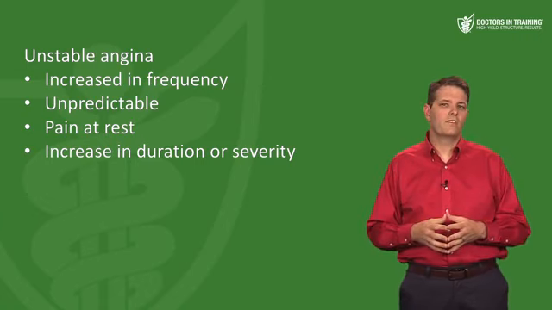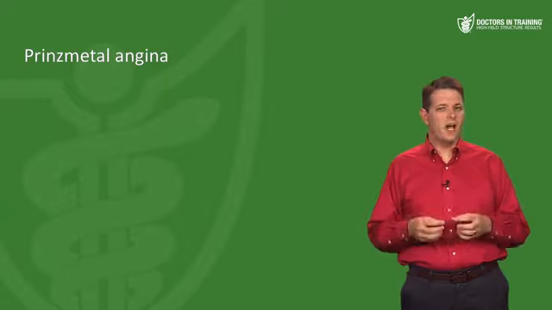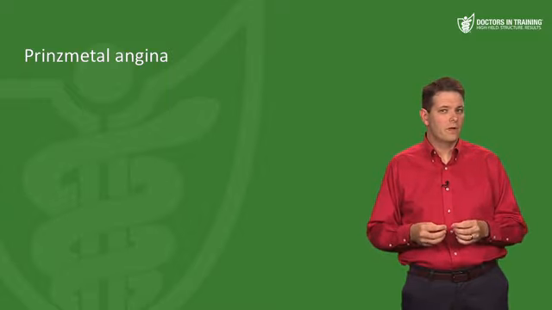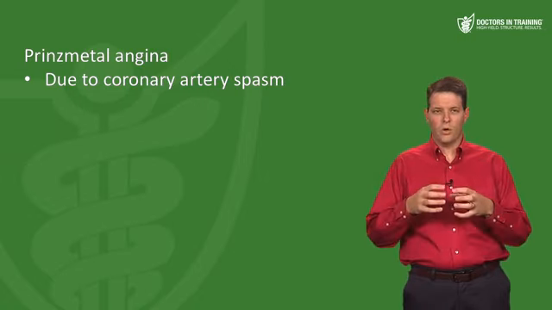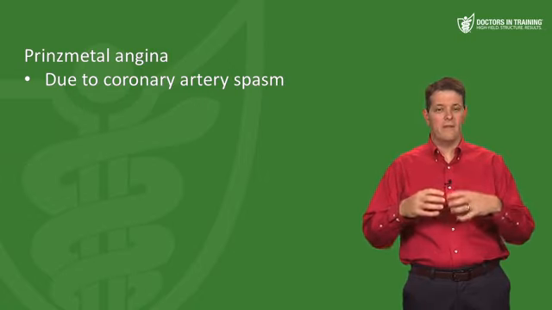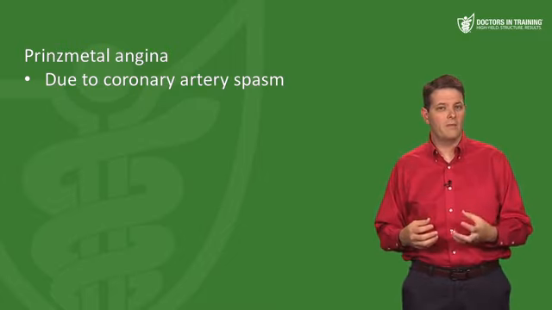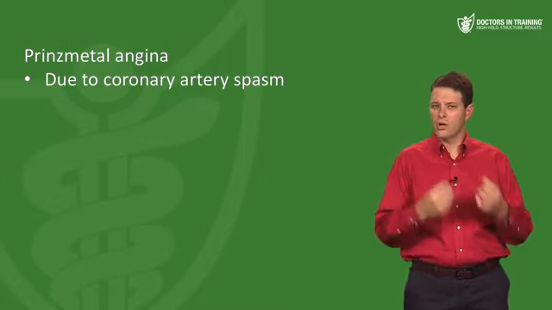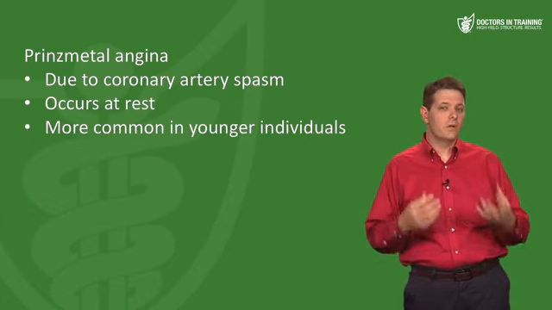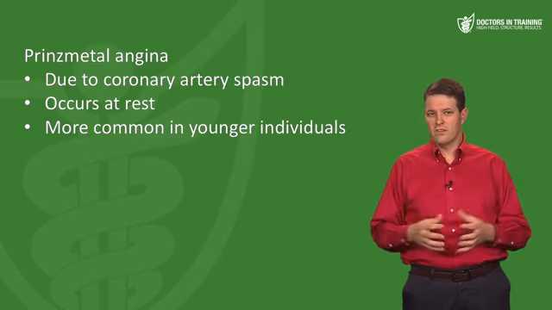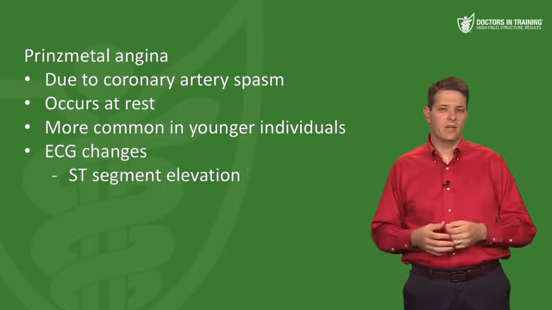Then another type of angina is called Prinzmetal angina or variant angina. Now, Prinzmetal angina is not due to atherosclerotic plaques. Prinzmetal angina is due to coronary artery vasospasm. So the coronaries spasm, they narrow down, and that causes some myocardial ischemia. Because this is due to coronary artery spasm, the pain is not brought on by exertion, but rather it occurs at rest. It's generally more common in younger individuals because there's really no atherosclerosis to speak of. And again, you can see ECG changes such as ST segment elevation.